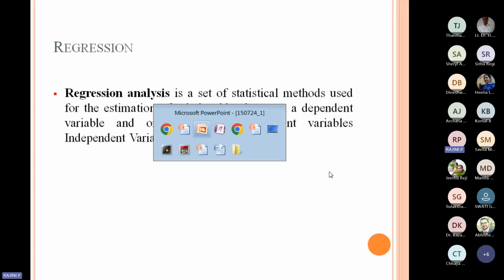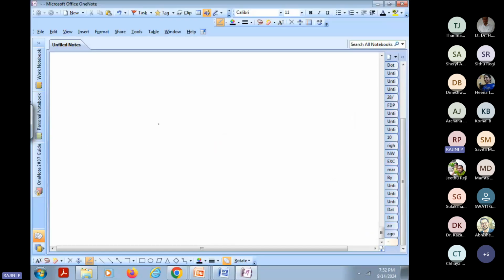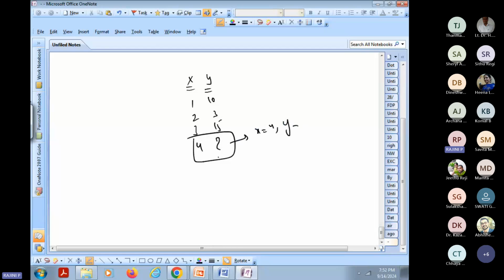Okay, now you just check it here. Let's check what regression is. Suppose, for example, I have x and y. The x values are 1, 2, 3, 4 and the y values are 10, 3, 15 and a question mark. This is what I want to find: if x is equal to 4, then what is y? In that case, we go for regression analysis.